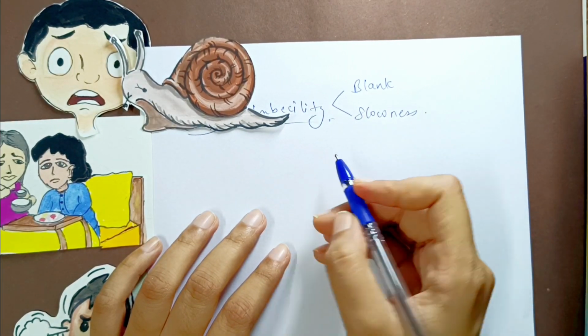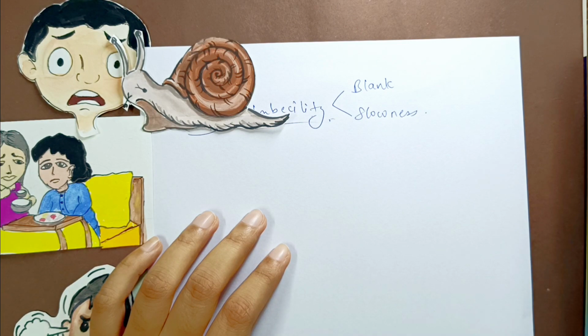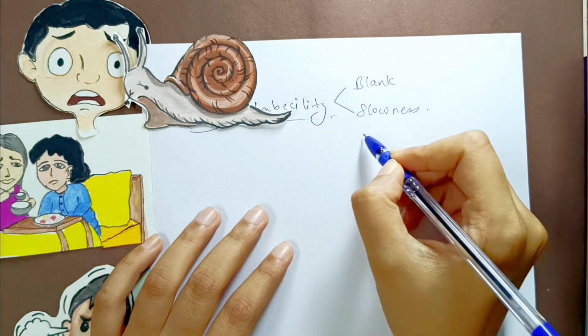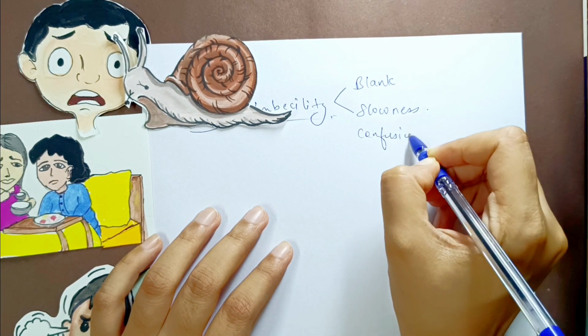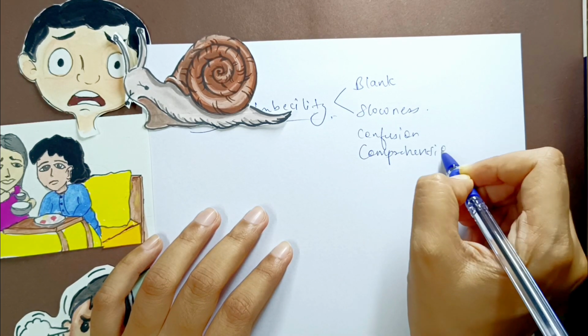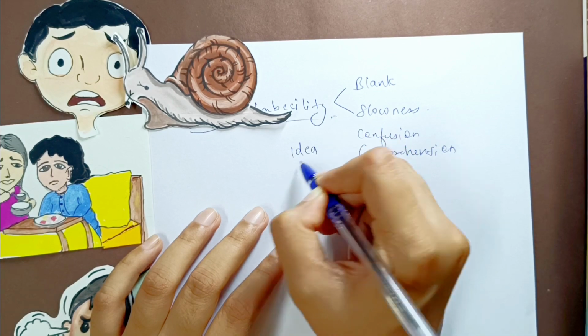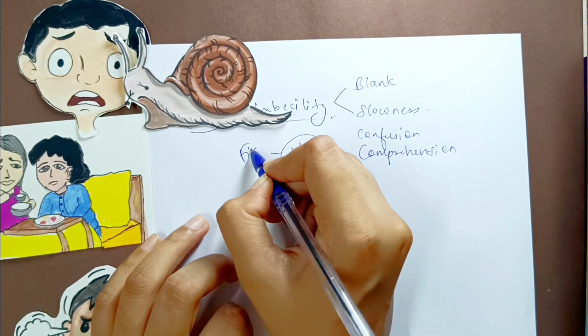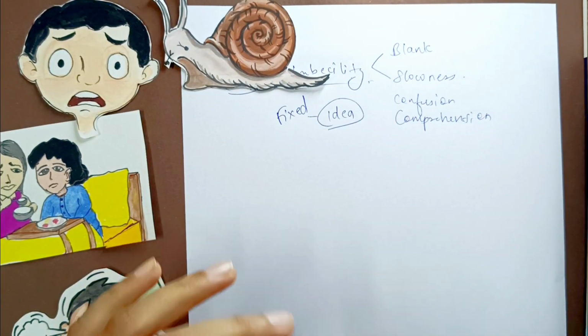So how did you find this slowness? The patient used to look into space and just think. There was this confusion of mind in this remedy. There was this problem in comprehension in this remedy. And what happens if an idea comes? It just remains fixed, right? And he cannot just go on to another topic, move on to another topic.